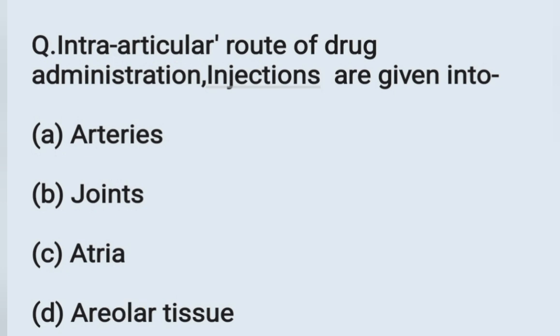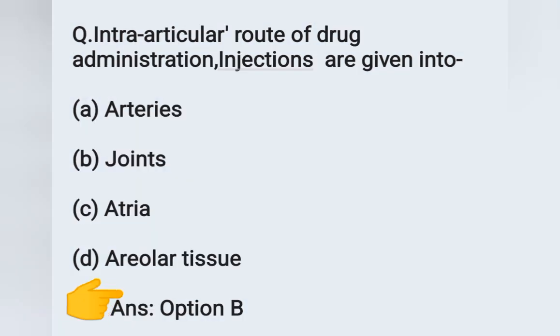And the next question is, intra-articular route of drug administration. Injections are given into options. Option A arteries, option B joints, option C atria, option D areolar tissue. Intra-articular means within the joints or inside the joints. So the injections are given into the joints. Option B is the correct answer. Move on to the next question.